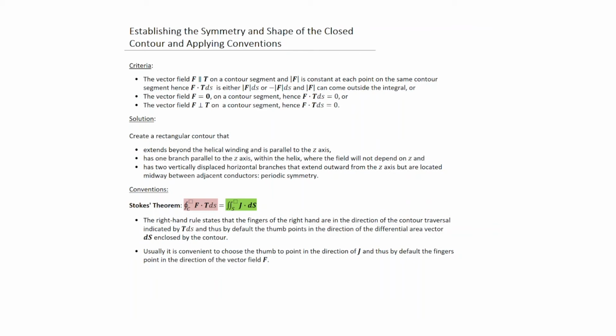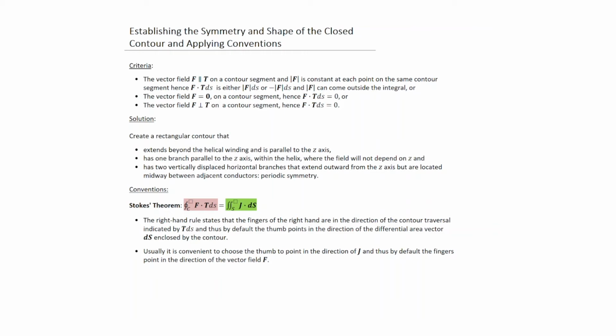All right, so the rectangular contour consists of extending a segment beyond the helical winding and making it parallel to the z-axis. Then you have one branch parallel to the z-axis within the helix, where the field will not depend on z. We went through that description with the visuals earlier on. And you'll have 2 vertically displaced horizontal branches that extend outward from the z-axis but are located midway between adjacent conductors. The reason we do this is to make use of the periodic symmetry. So for every pitch, you repeat the same pattern. Effectively, this would be the way to set it up.